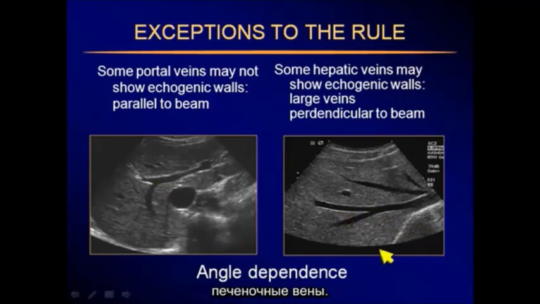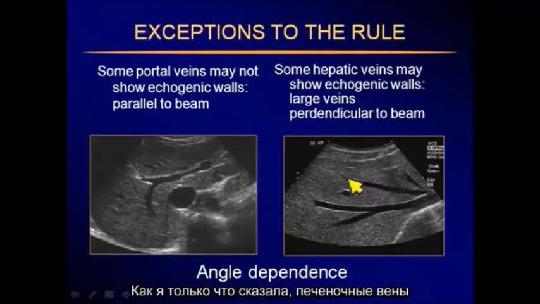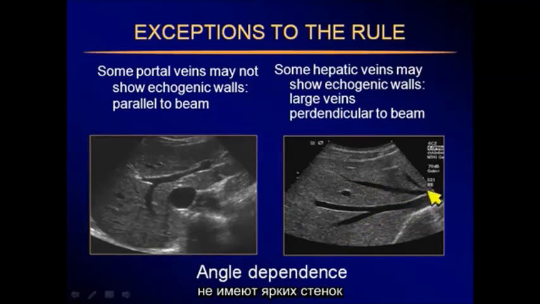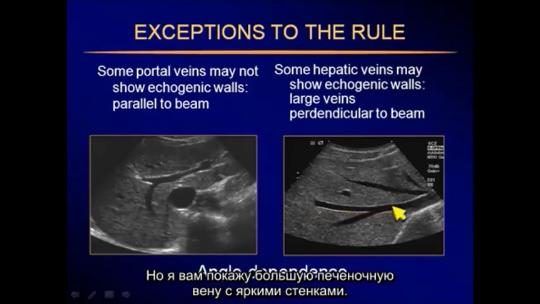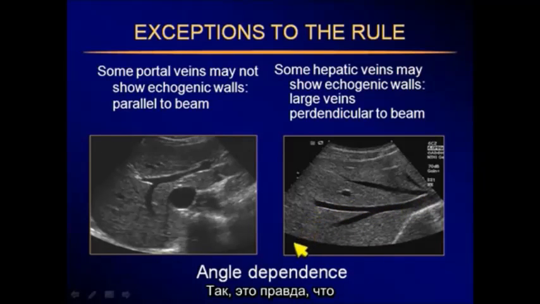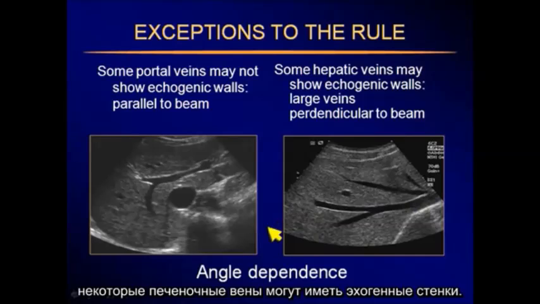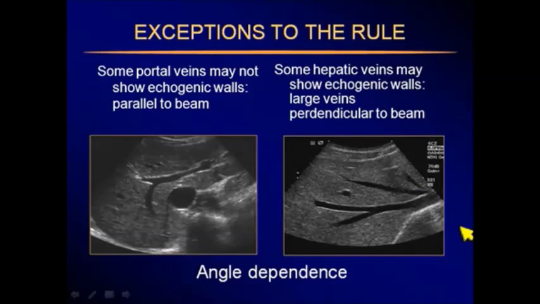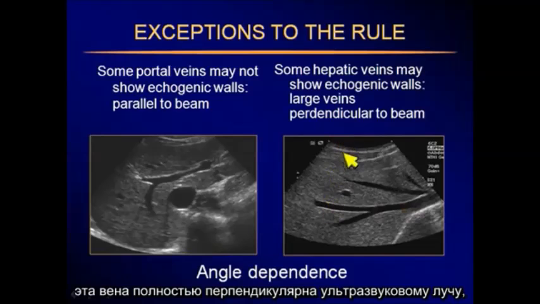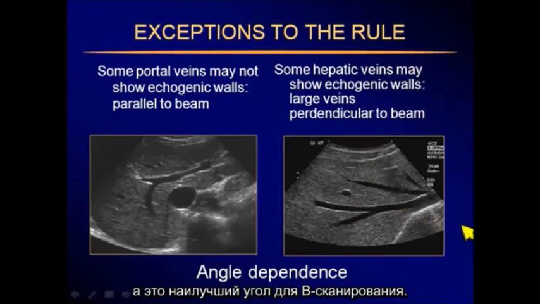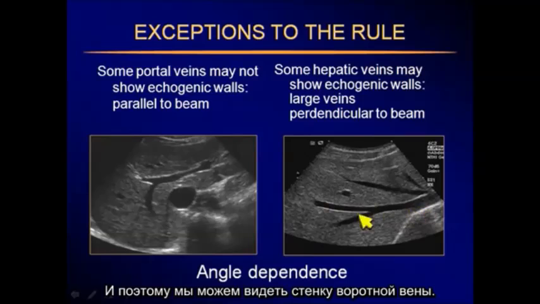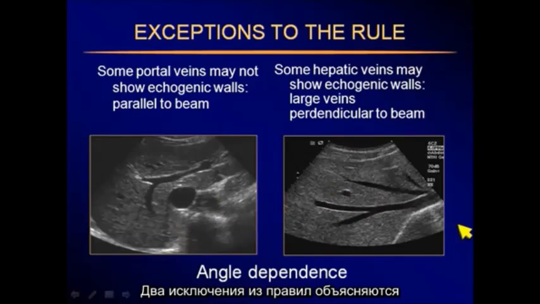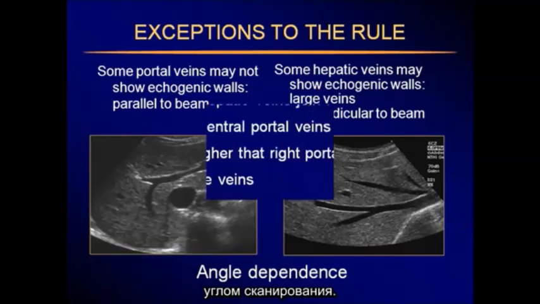Here, on the other hand, are hepatic veins. I just told you that hepatic veins do not have bright walls, and all of a sudden I'm showing you a big hepatic vein with bright walls. Well, it is true that some hepatic veins may show echogenic walls. That's because they're large veins and they have thick walls, so they do have reflectivity. But also, in this case, this vein is completely perpendicular to the sound beam, and that's the best angle for B scanning. Therefore, we see the hepatic vein wall. So, two exceptions to the rule explained by angles.